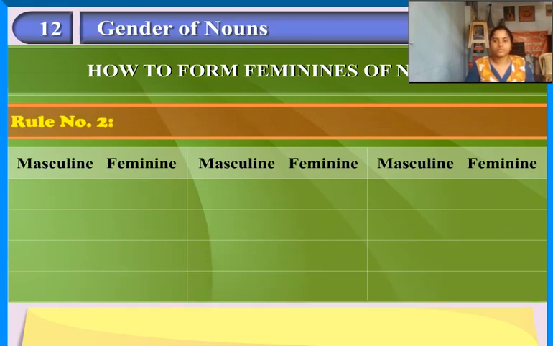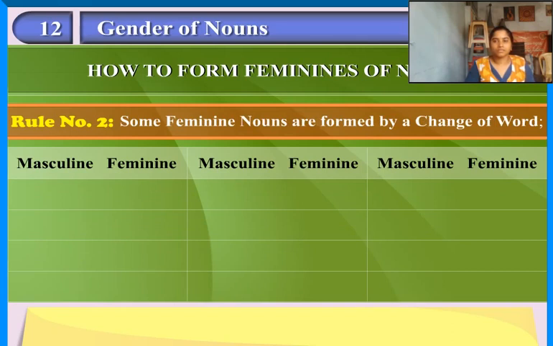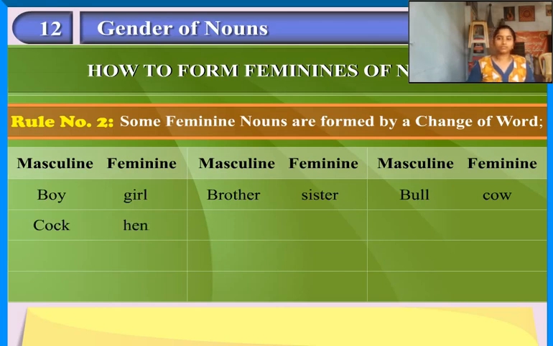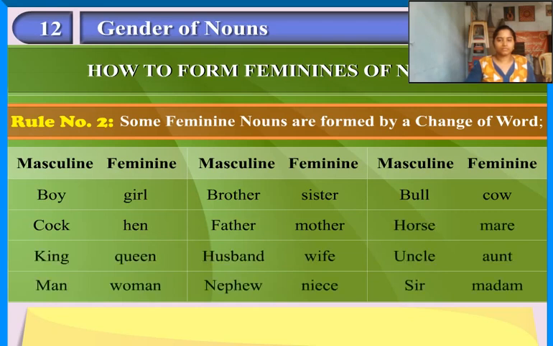Rule number 2. Some feminine nouns are formed by a change of word, as boy, girl, brother, sister, bull, cow, cock, hen, father, mother, and so on.